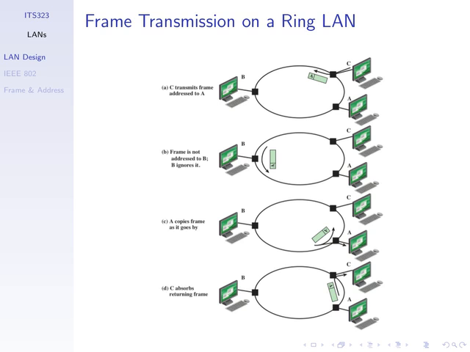How many links do we need in our ring network of 100 stations? How many cables? 100. Here we need three stations: 1, 2, 3. So one point-to-point link per station. 100 stations, 100 links.